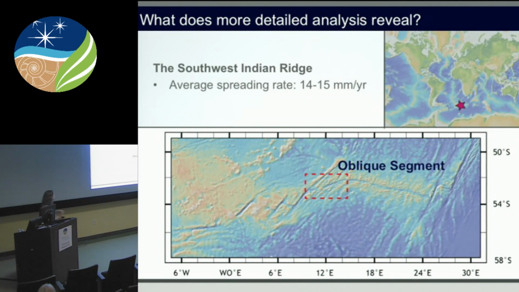And so we are fortunate in that to do that, we're now going to this section of the ridge called the oblique segment. It is in the southern Atlantic Ocean on the southwest Indian Ridge. And it is one of the other sections, like the Gakkel, that is ultra-slow spreading and has had both peridotites and basalt sampled from it. And so we can look at both types of samples to look at that fO2 value.